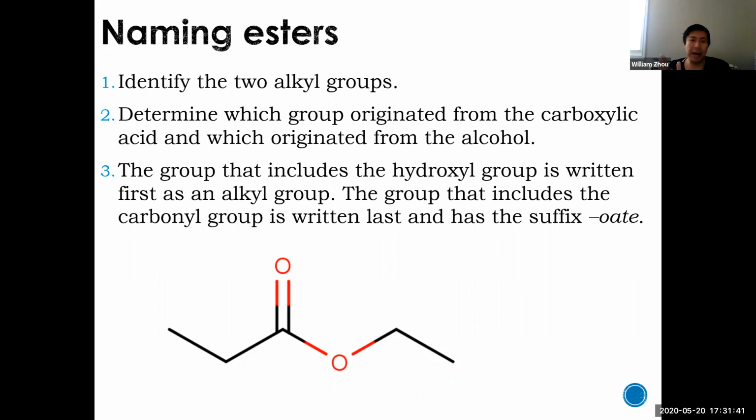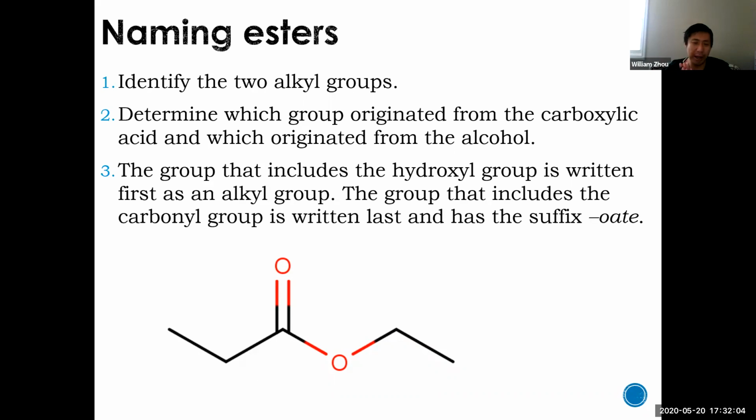So here's what you do. You have to identify the two alkyl groups. Okay, the one on the left side of the oxygen, the one on the right side of the oxygen. Well, which one is which is very important. So now you determine the group that originated from the carboxylic acid, and the other group originated from the alcohol.